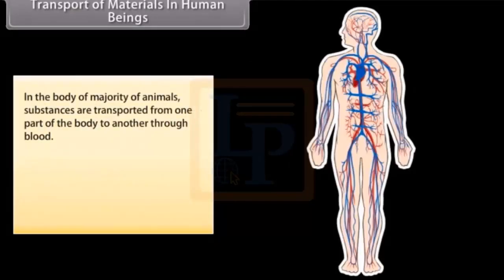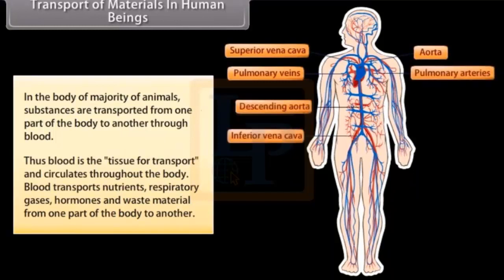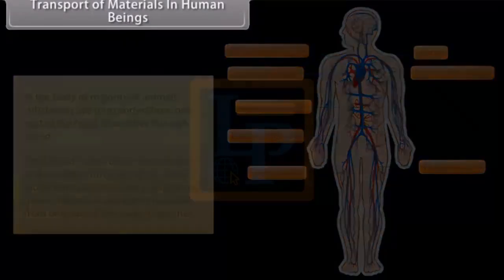Transport of materials in human beings. In the body of the majority of animals, substances are transported from one part of the body to another through blood. Thus, blood is the tissue of transport and circulates throughout the body. Blood transports nutrients, respiratory gases, hormones and waste material from one part of the body to another.